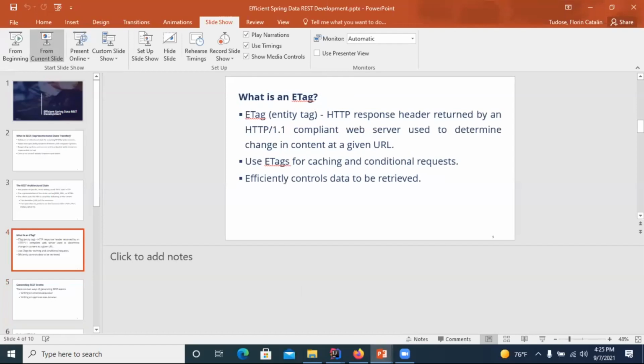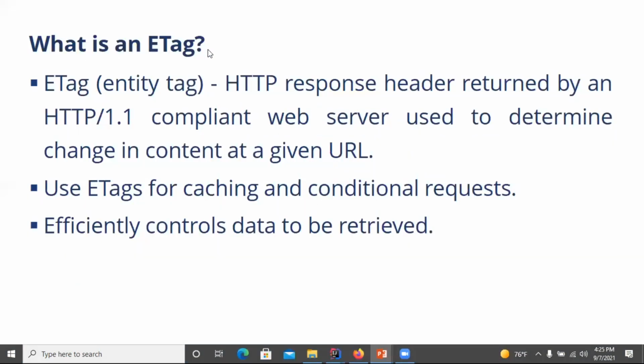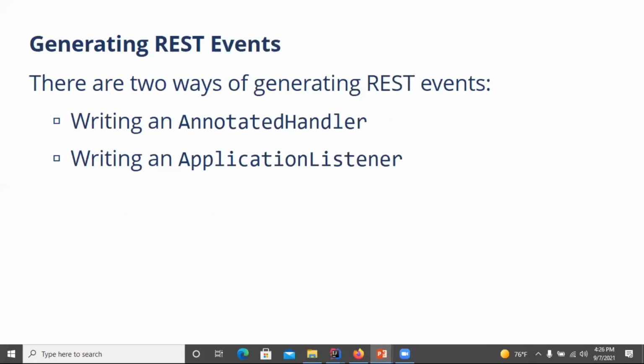So this is the usage, and these are the benefits of using this ETag that comes as a response header in the HTTP. We would like, as I was saying, to be more efficient. We don't want to load the network with much information, and we efficiently control the data to be retrieved. This is one good point. We would like to do more in order to be efficient.